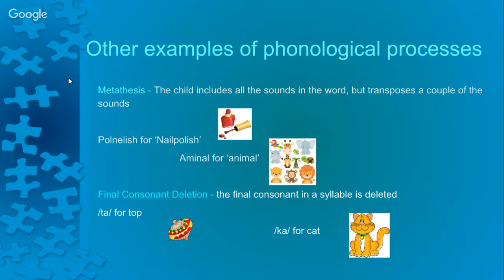Some other examples are metathesis, and that's when the child includes all the sounds but mixes them up within the word. So aminal for animal, Paulnellish for nail polish. They transpose them within the word itself. Final consonant deletion, also very common in young children, such as ta for top, ca for cat. And that's where they delete the final consonant in a word.